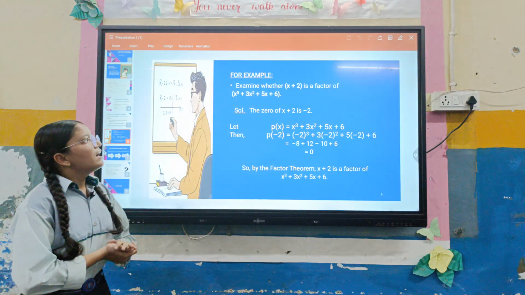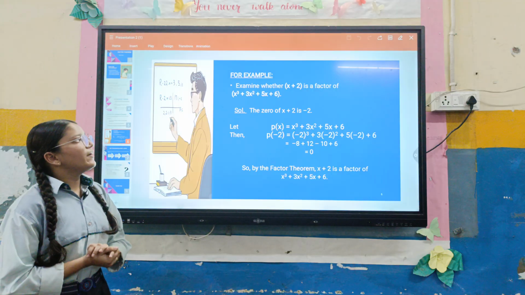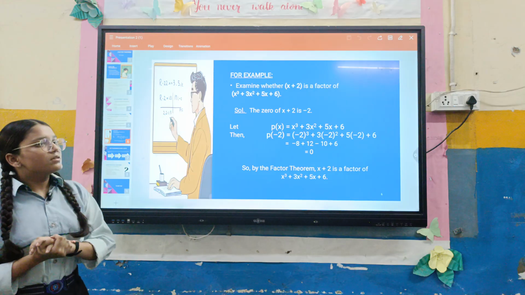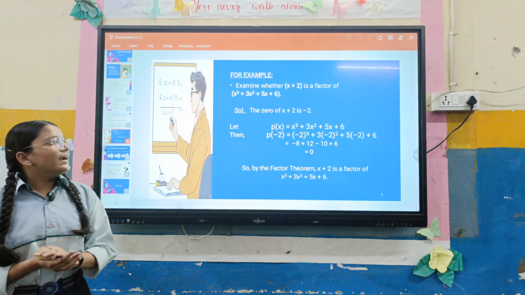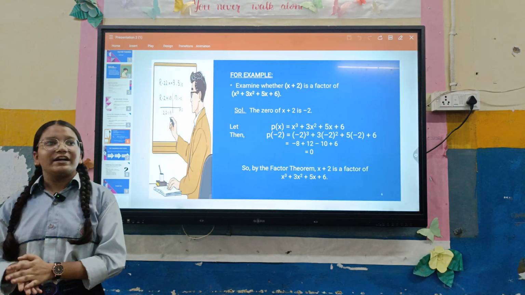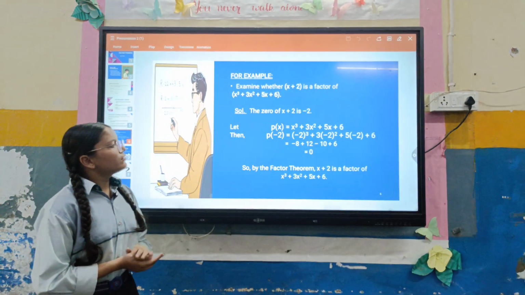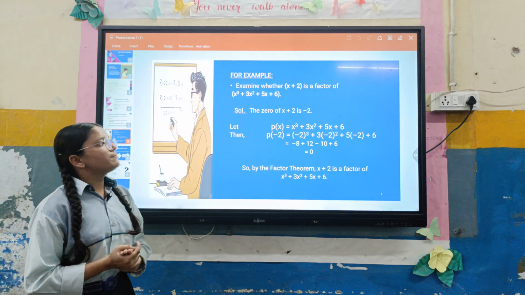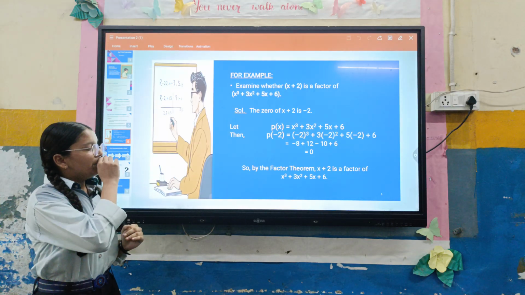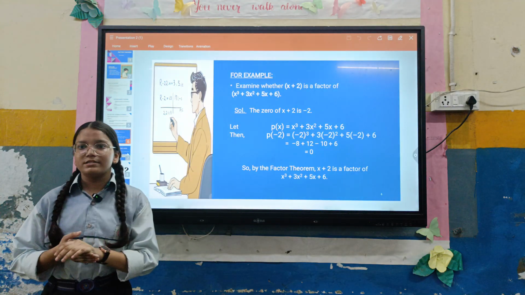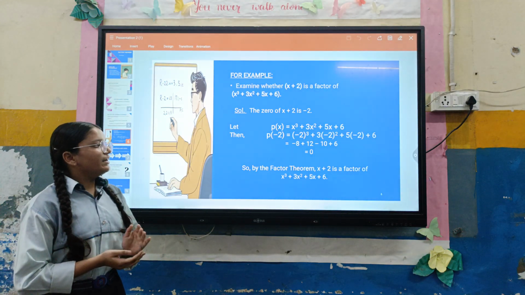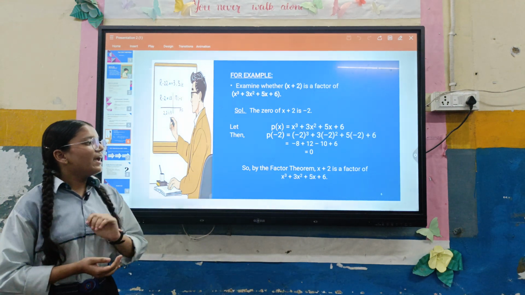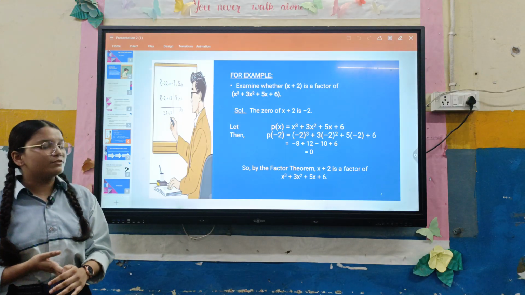Here is an example. Examine whether x plus 2 is a factor of x cube plus 3x square plus 5x plus 6. So, here we want to find whether x plus 2 is a factor of p(x). First of all, we find the zero of x plus 2, which is minus 2. Then putting the value of x in p(x), the remainder will be 0. So by the factor theorem, x plus 2 is a factor of x cube plus 3x square plus 5x plus 6.